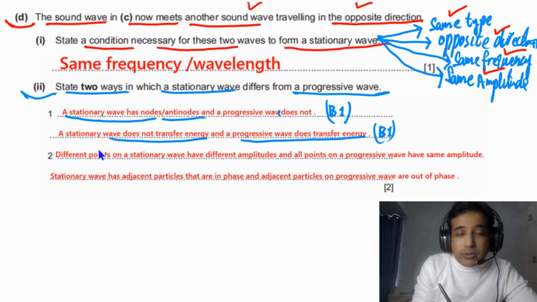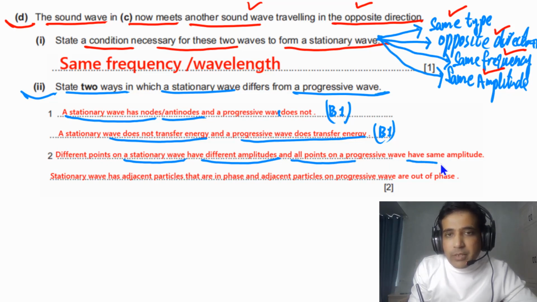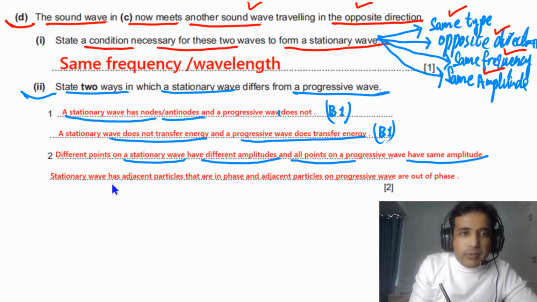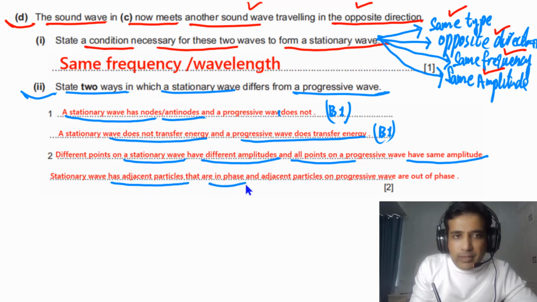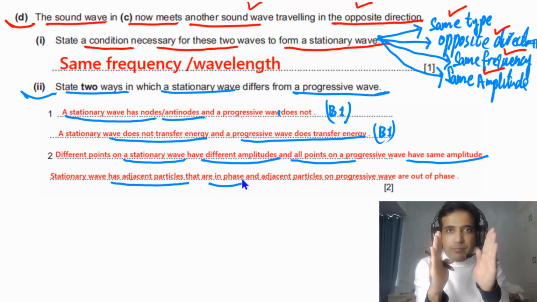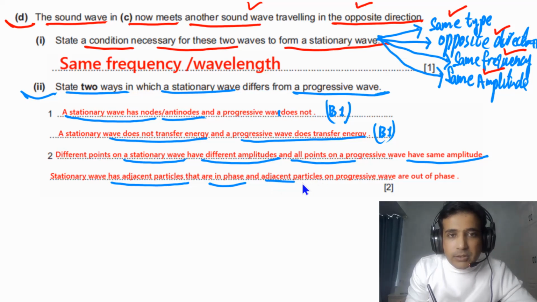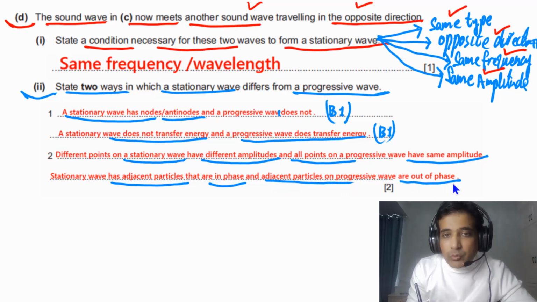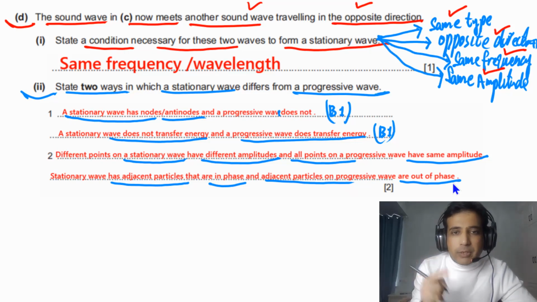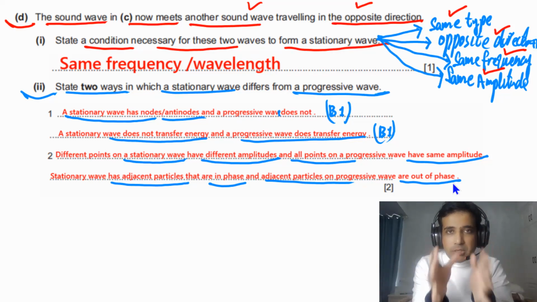But it is also important to understand other points as well. Different points on a stationary wave have different amplitudes, but all points on a progressive wave have the same amplitude. A stationary wave has adjacent particles that are in phase. Meaning one particle and the next particle are always in phase. Particles between two nodes always vibrate in the same phase. And adjacent particles on a progressive wave are out of phase. So this is also a difference. You can also mention this one. You can mention any 2 points, but it is important to understand all these points, the difference between progressive waves and stationary waves.